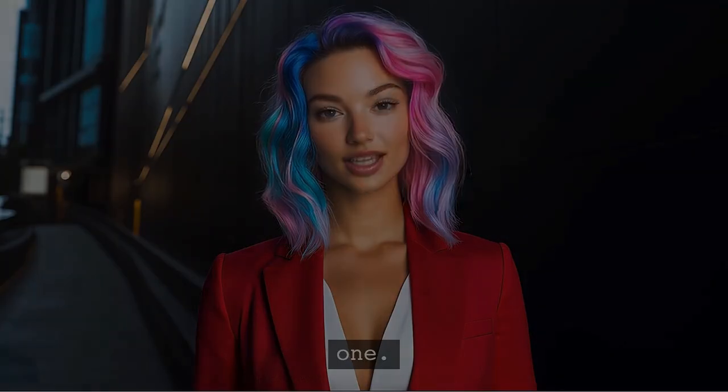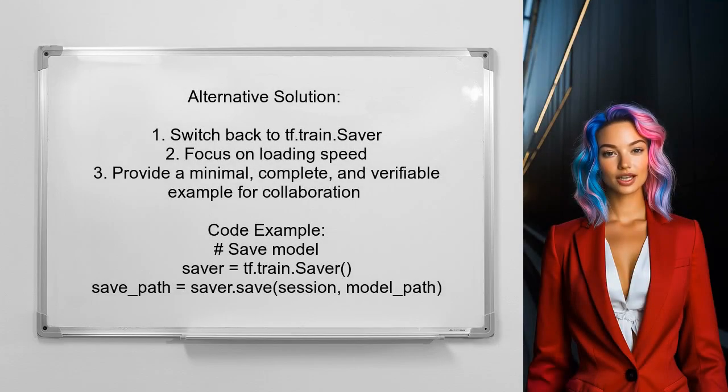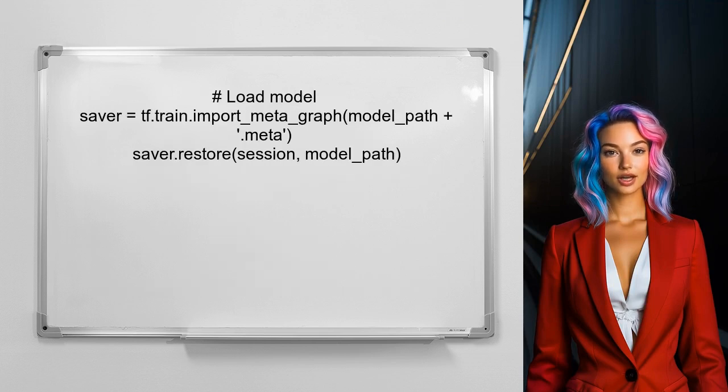Let's explore another one. One alternative solution is to switch back to using tf.train.Saver. The user points out that since loading speed is a priority for you, there seems to be no strong reason to stick with SavedModel Builder. They also suggest that if you provide a minimal, complete, and verifiable example of the timing issue, others can help you diagnose and potentially fix the performance problem.